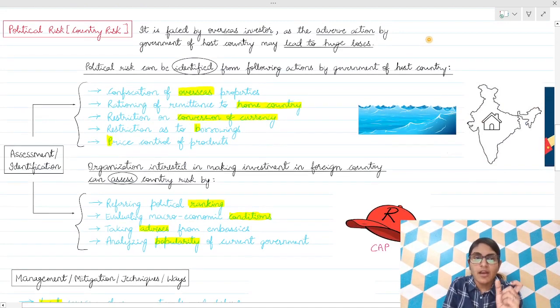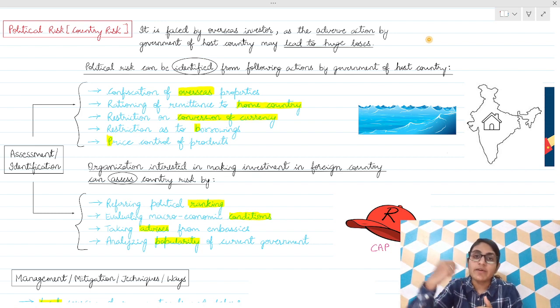Next, political risk or country risk. It is faced by an overseas investor, not in that country, an investor from other countries.